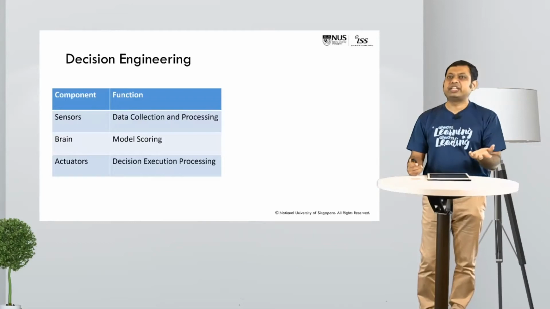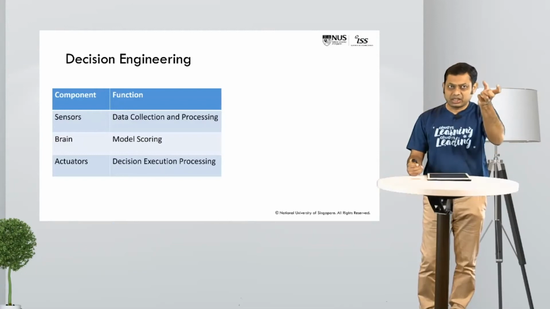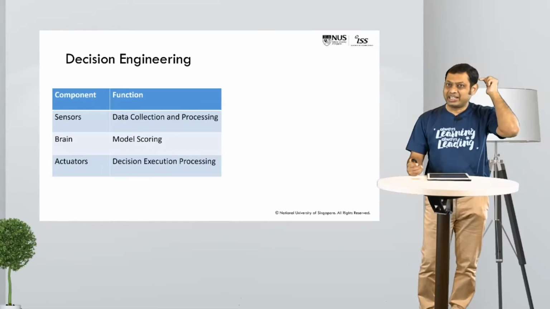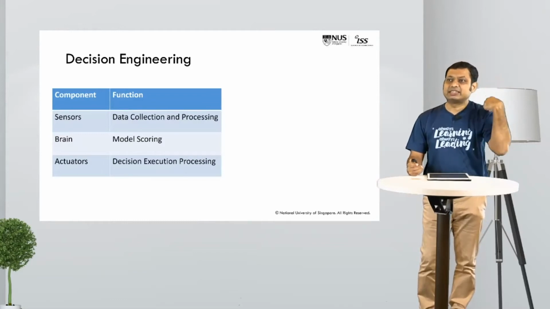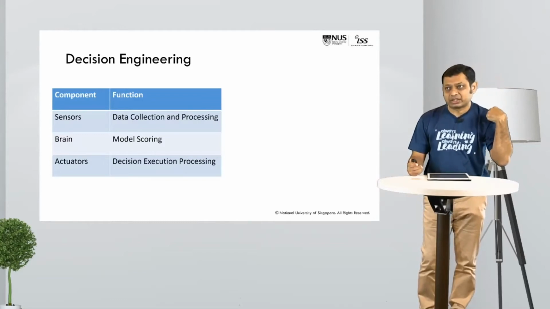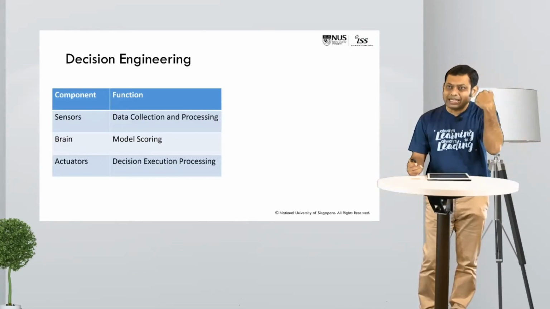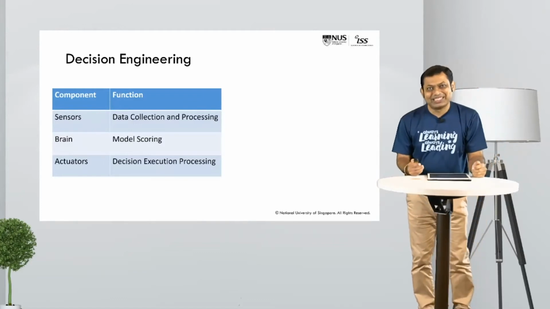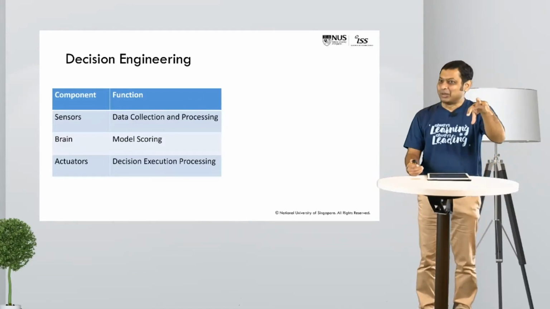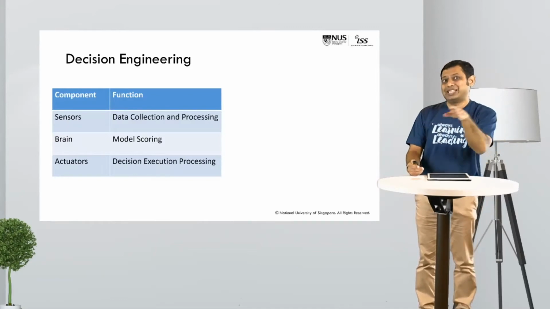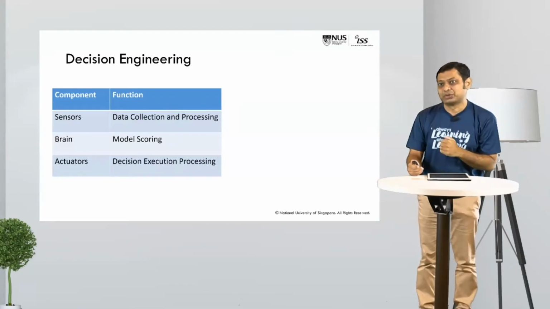It's somewhat similar to how your body would process various inputs. Let's say you walk on the street and you find a friend, then your sensors, your eyes first capture that data, send those signals to your brain, which recognizes that it's a friend, sends a signal to your muscle, which is an actuator, and your hand goes up and you say hi. That entire wiring is something that would happen in a human body. But if you had to do it in a company or an organization, you need to do an equivalent, which is data collection and processing, model scoring, and decision execution.